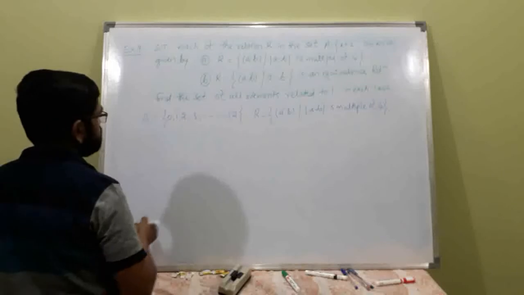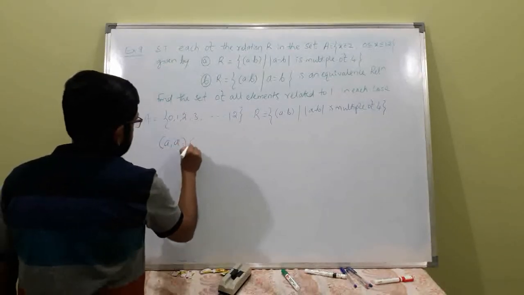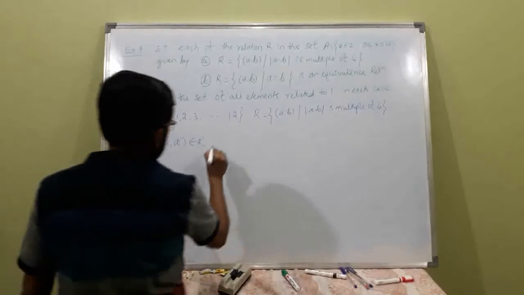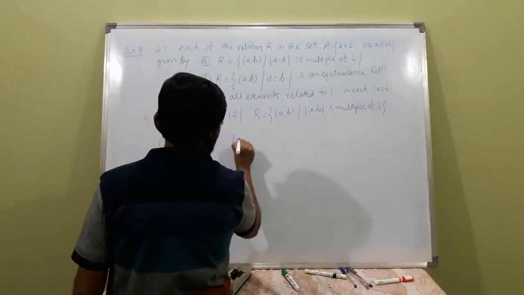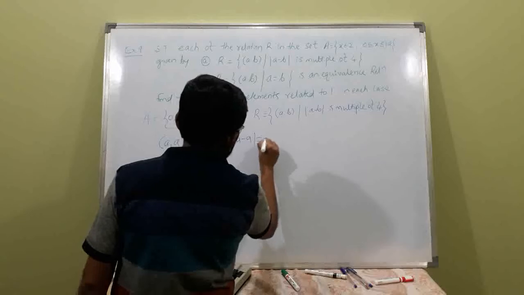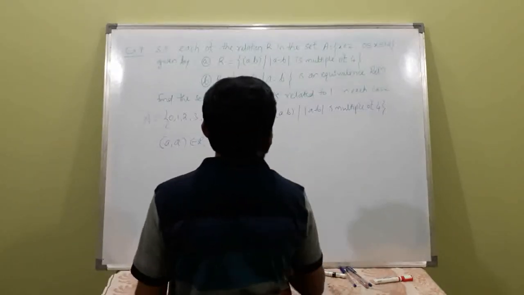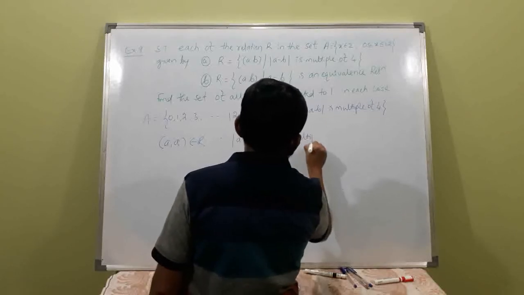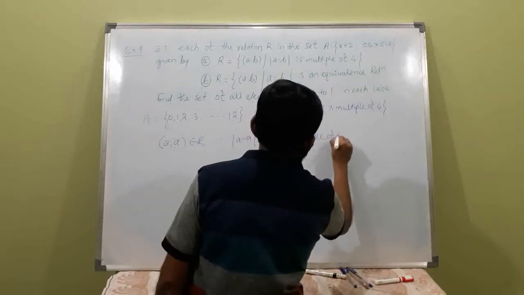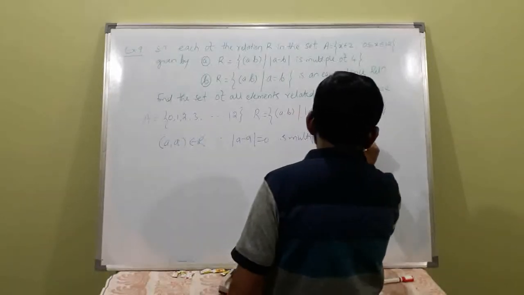As in the earlier example, (a, a) belongs to R because a minus a, 0, is a multiple of 4. So R is reflexive.